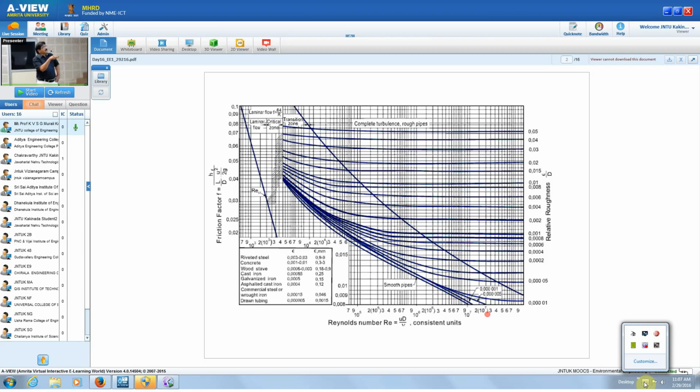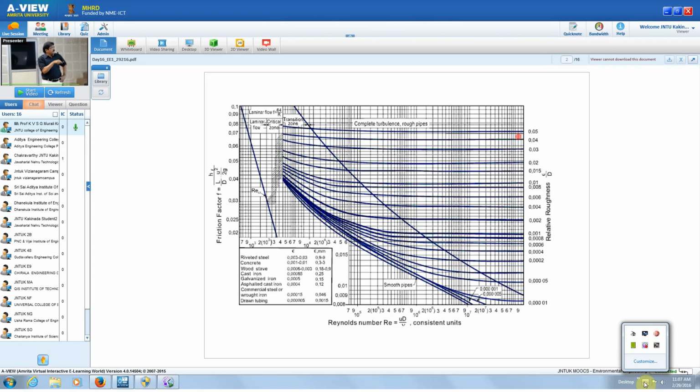Let us say this is one pipeline. This is for a pipeline. How does friction factor vary with Reynolds number? It is a straight line. It is not changing. That means all this zone is turbulent flow. That means in a turbulent flow, friction factor does not vary with the Reynolds number. It varies only with the type of the pipeline.